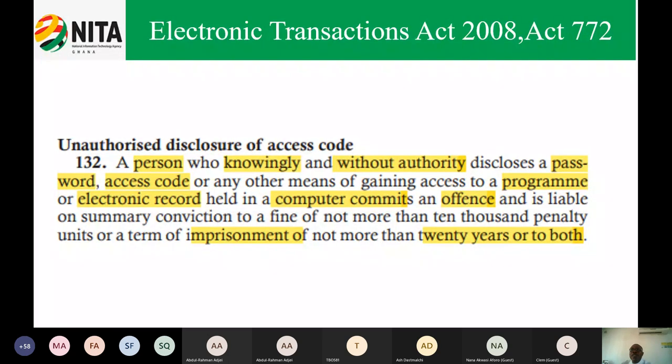I was recently asked to hand over my access to the server room to a third party. Okay, and I resisted because I'm mindful of this provision of the Act. So if you knowingly and without authority disclose a password or access code, which is the key means of gaining access to an infrastructure, a system, or a device, that can eventually lead to a breach or give unauthorized access to a third party, and you are found guilty, it's 20 years, and you don't want to do that.